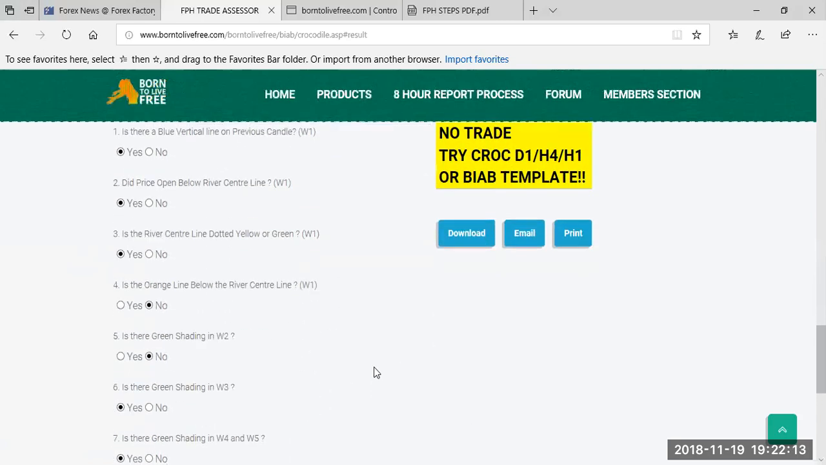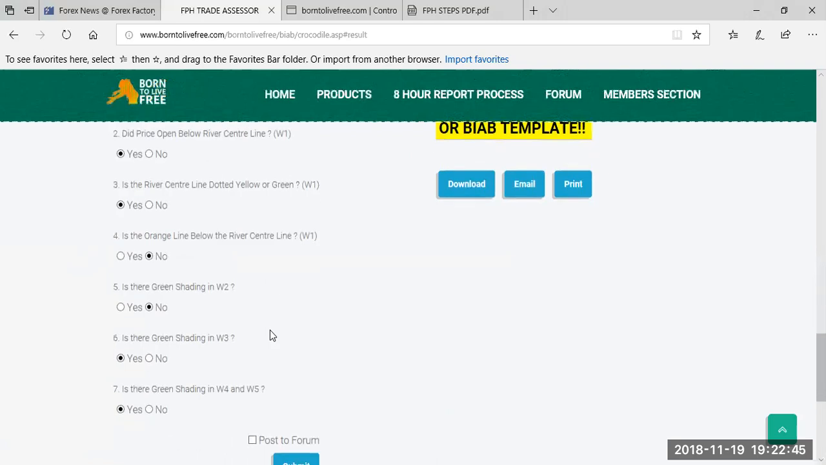There's your criteria, 7 questions. Is there a blue line on the previous candle? You wouldn't be asking it unless it has one, but just in case you get there without having a line alert telling you to, that question will tell you there's no blue line, so why am I here? If there is, then you tick that. Did the open price open below the river center line? Is this river center line dotted yellow or green? Orange line below center line? So pretty much just the criteria that you currently have.